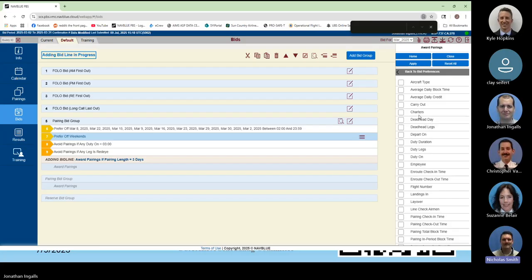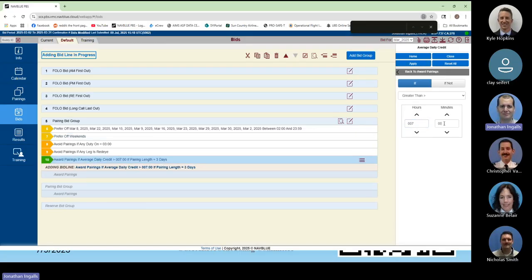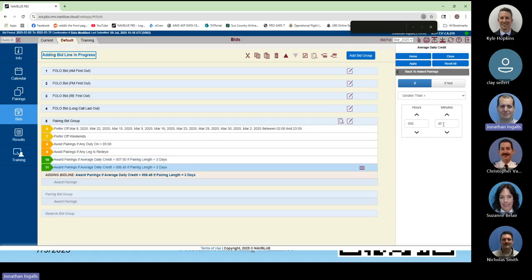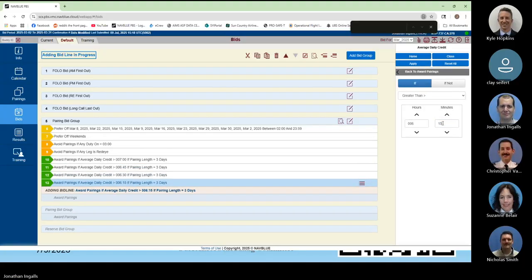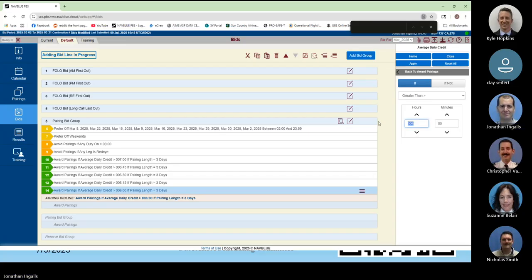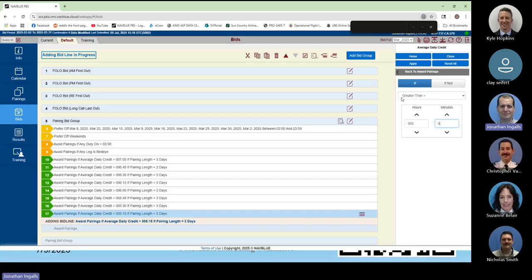And I like 3 days with efficiency. So, all right, 3 days, average daily credit greater than. We're probably not going to get super efficient 3 days, but we might get a 7-hour one. Then we can go 6:45, 30, 15, 6, 5:45, 30, 15. And we'll just end at 5 because you know you're gonna get it.